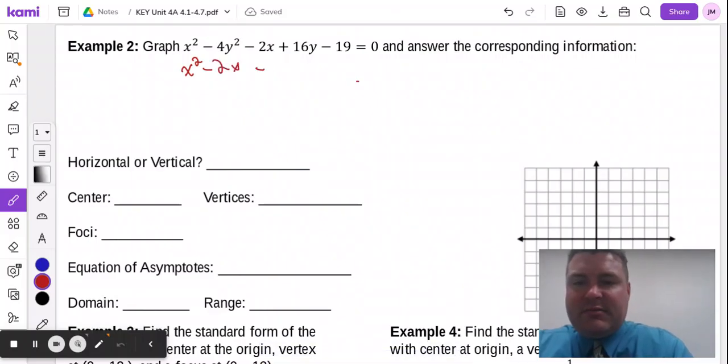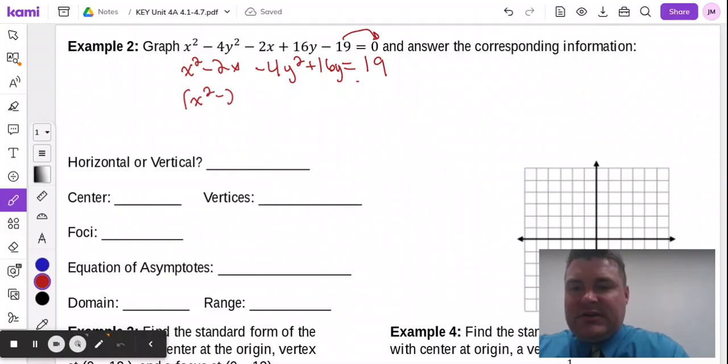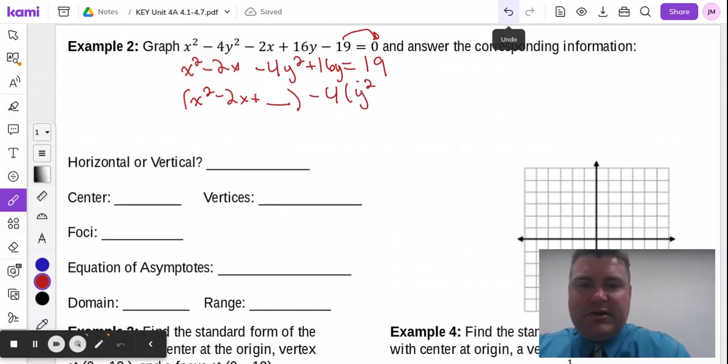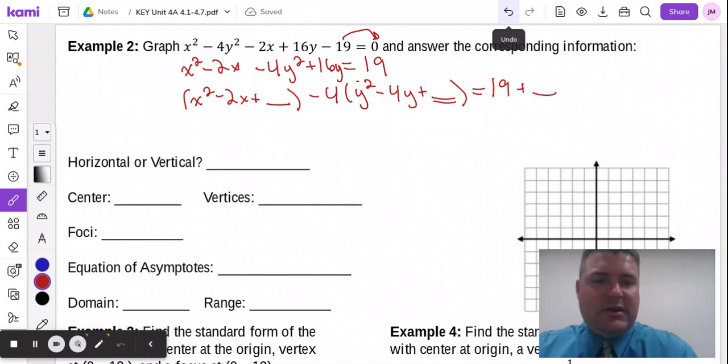Let's get my y's together. Minus 4y squared plus 16y, and let's throw that 19 on the other side. Okay, now I'm set up to complete the square. So x squared minus 2x plus blank, minus 4 times y squared. If I take out a negative 4 there, it becomes minus 4y squared minus 4y plus double blank. That's going to equal 19 plus a blank, and then minus 4 times whatever my double blank is, just to balance everything out.